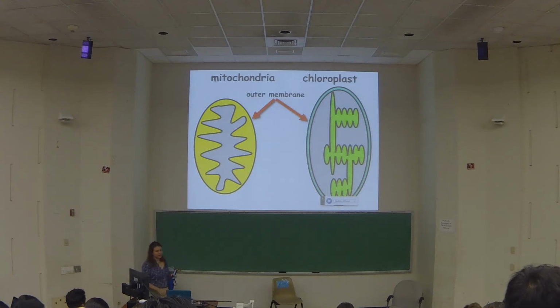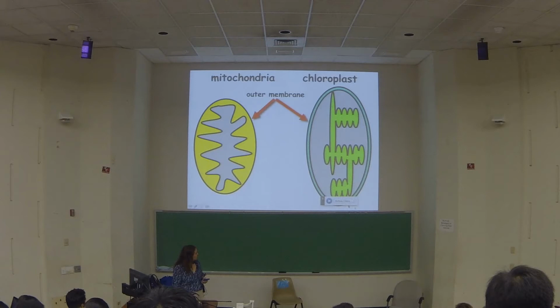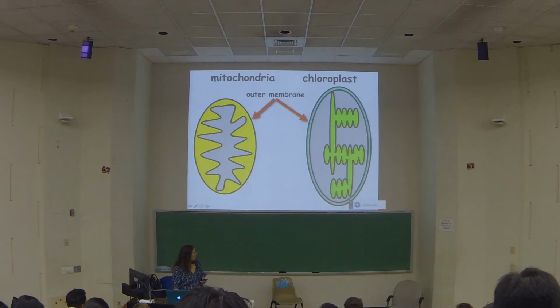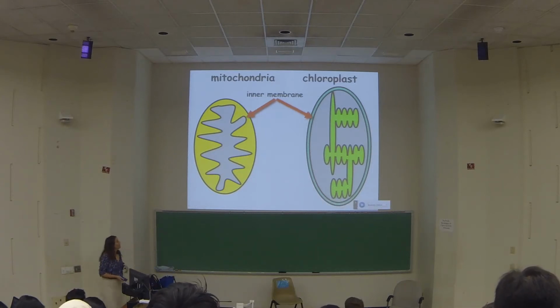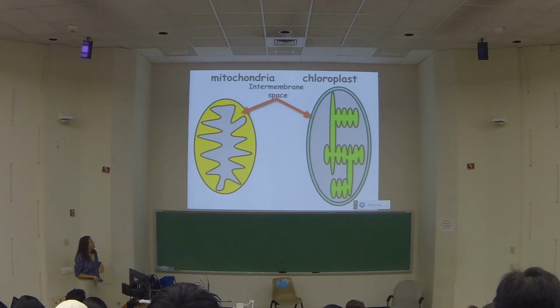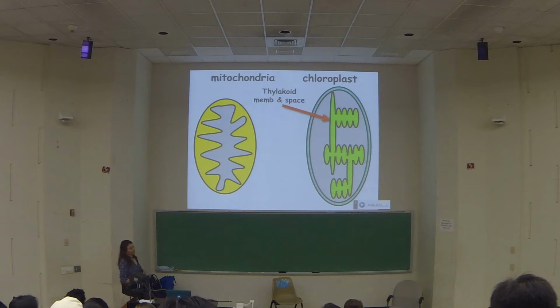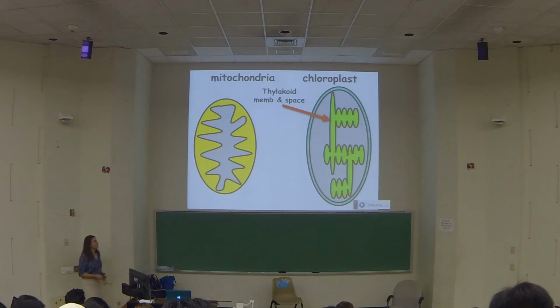Just for comparison, the mitochondria. All right, outer membrane, inner membrane, the space between the two membranes, the matrix, and in the chloroplast we have the stroma and that additional thylakoid membrane and space. So keep track of where things are happening.